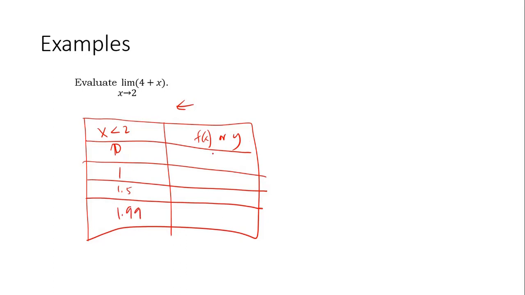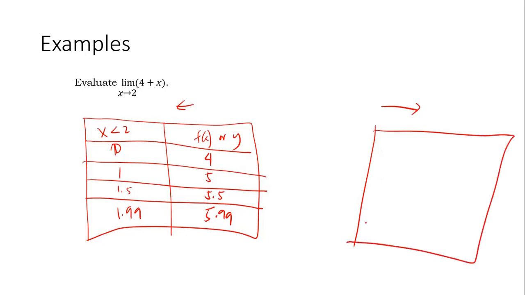Okay? So for the left side, for 0 we have 4. For 1 we have 5. Then 1.5 gives 5.5. Then 1.99 gives 5.99. Okay? Now for the right side, we have this one.